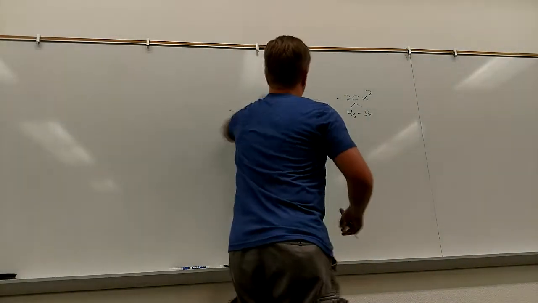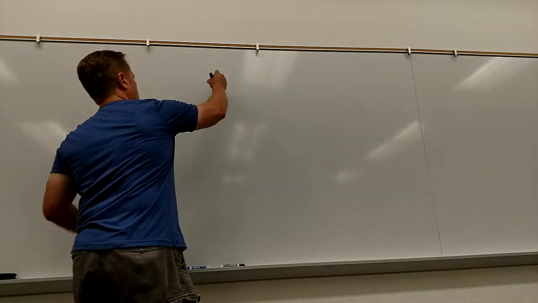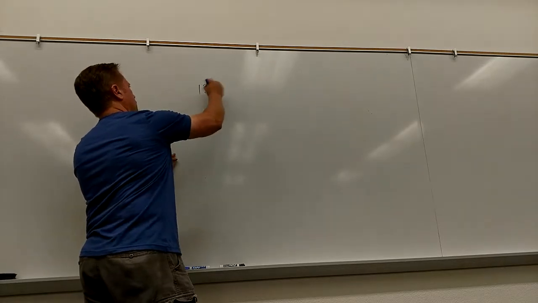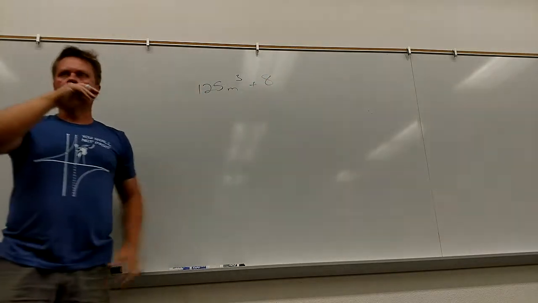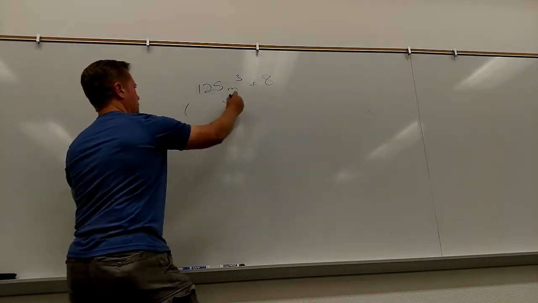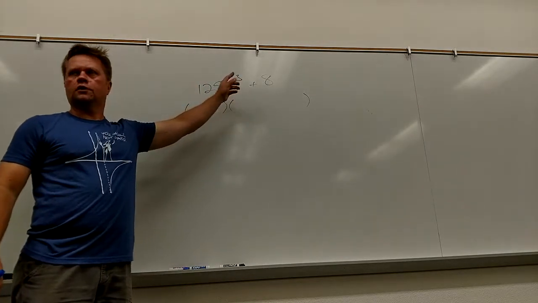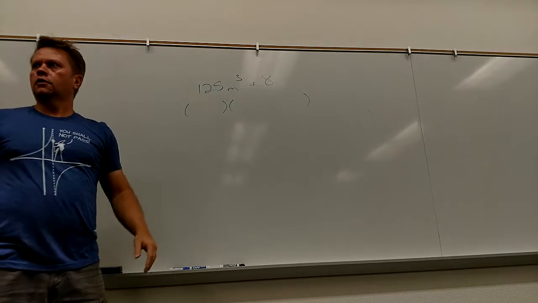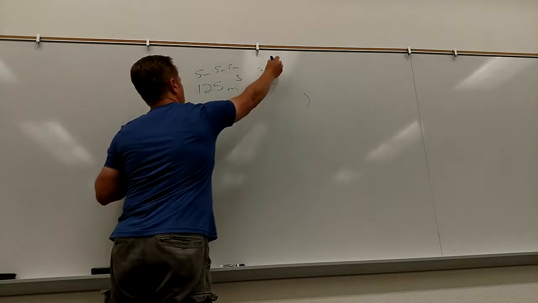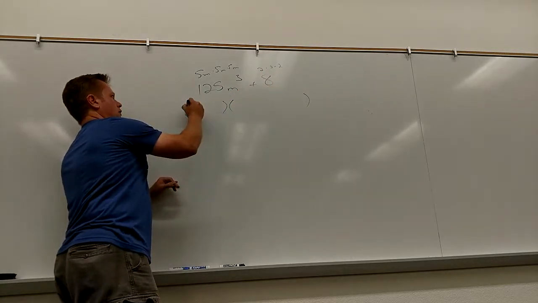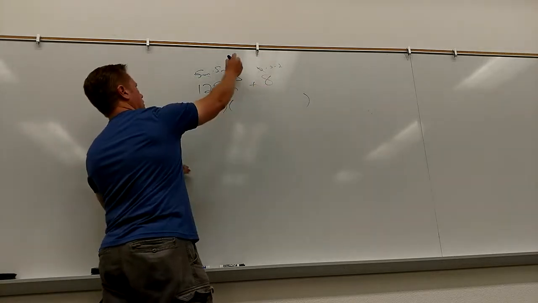All right, let's do a cubes real quick, and then I'll show you. So if I had 125m cubed plus 8, how do I factor this? Because it's obviously a cube, so there's no GCF, right? 5m and 2. So it'd be 5m, 5m, 5m, 2, 2, 2, or one of each of the little. 5m plus 2.